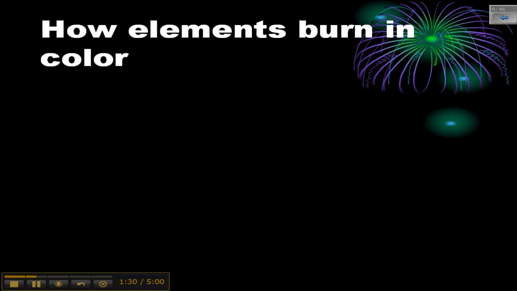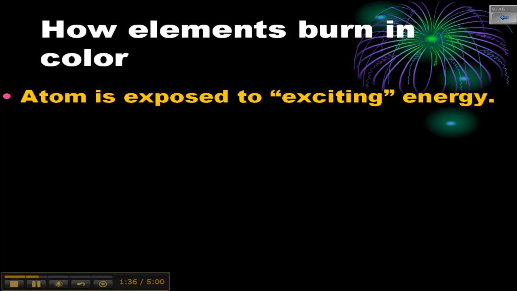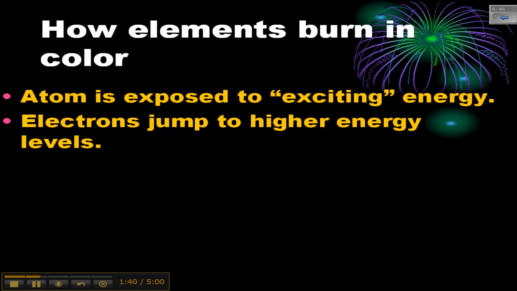So the way we're going to look at this in class, we're going to do this lab, how elements burn in color. We're going to expose the atom to exciting energy. In our case, we're going to heat it. The electrons are going to jump to a higher energy level. So what we're doing is we're putting energy into this electron, and that makes it jump up to a higher energy level. It's kind of like giving a kid a Snickers bar. You know, they get on this little sugar high and they go high energy on you.